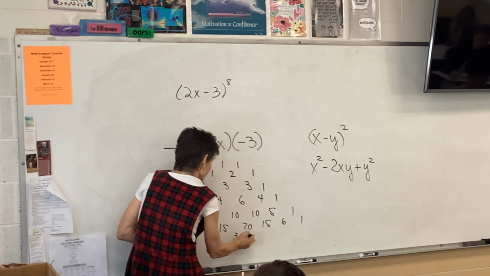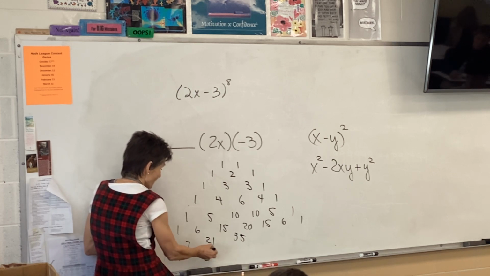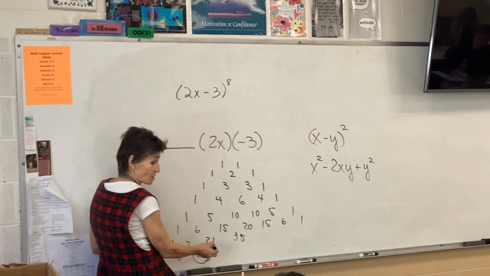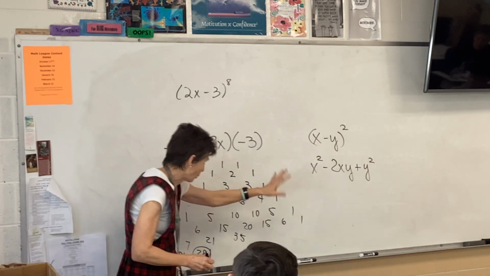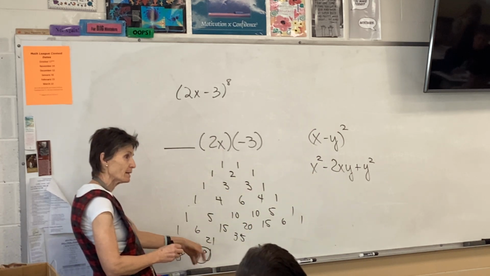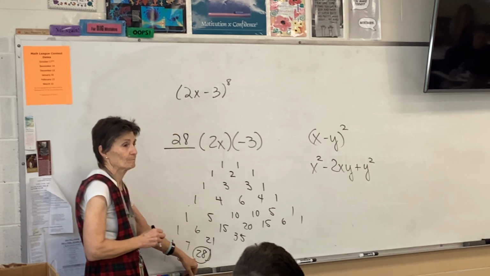Now, here's the good news, I'm not going to write the whole thing out, because in the 8th row, the number I want is the 3rd one, right? So I don't need to write out the whole thing, I just need this beginning part right here. So that coefficient is a 28.